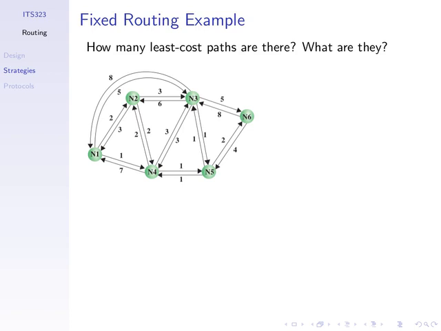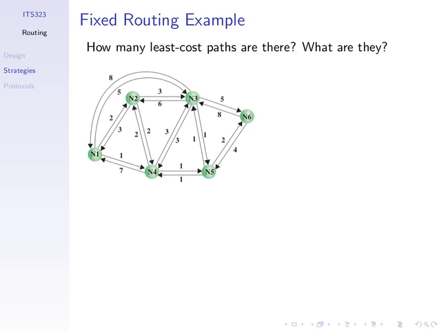What about node 3? How do we go from node 1 to node 3? You need to find the least cost path and then find the next node from node 1. Least cost path from 1 to 3. No, the least cost path is based on these numbers. These numbers indicate the cost.